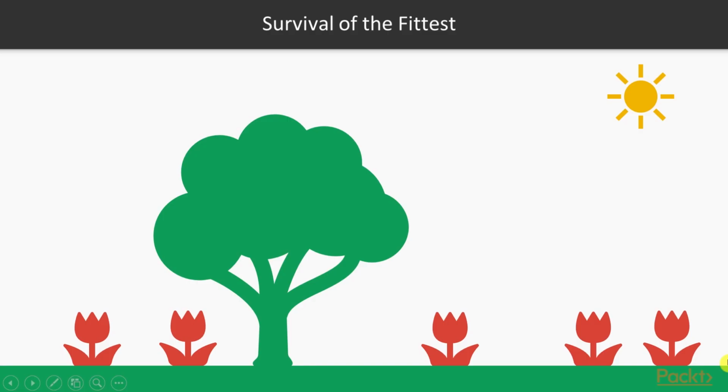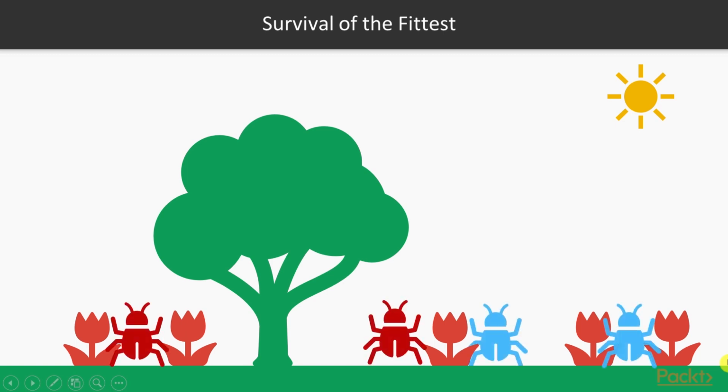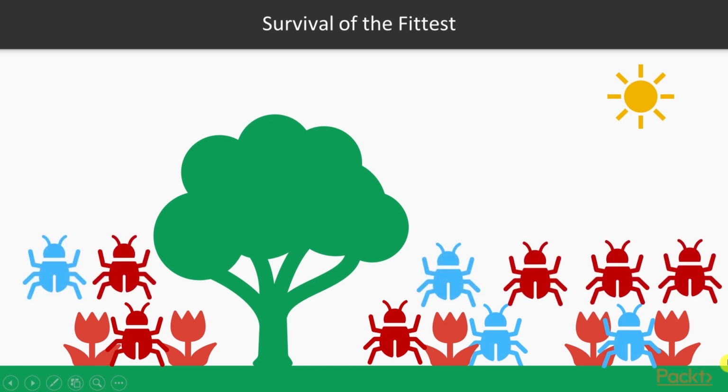Suppose there are 2 types of bugs living on red flowers, maroon-colored bugs and blue-colored bugs. The maroon-colored type is fitter than the blue one because it is able to camouflage itself against the red flowers, and in this way it is able to protect itself from predators. Therefore, maroon bugs will survive longer than the blue ones to pass on their traits to the future generations. So in the future, there will be more maroon bugs than blue, since that is the trait which is favored by the environment.